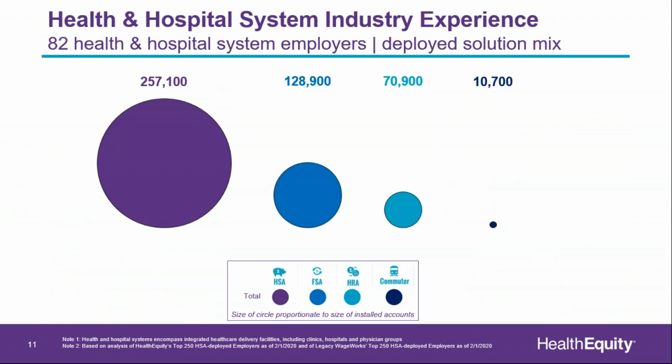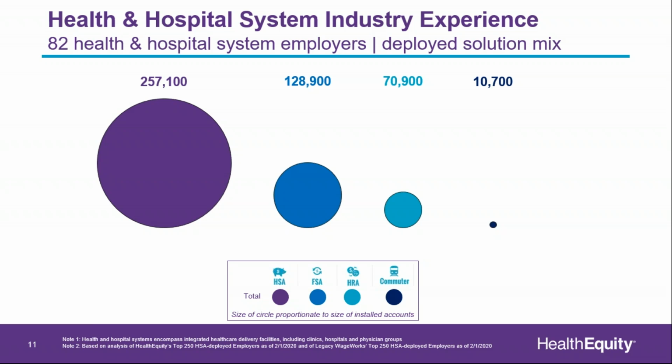HealthEquity works with lots of hospitals across the country. You can see we have about 82 different health and hospital systems where we manage their employees' HSAs and other solutions, including the FSA, HRA, and commuter tax product. And you can see, to my earlier point, that HSA really dominates the overall product mix. So 257,000 healthcare workers have their health savings account administered by HealthEquity.